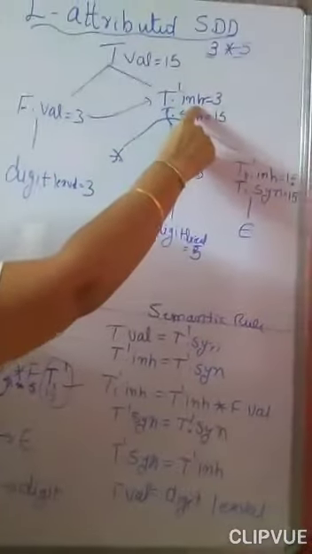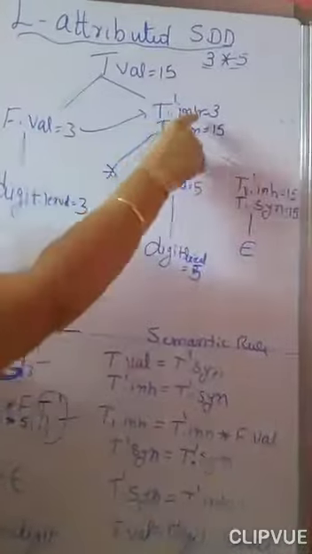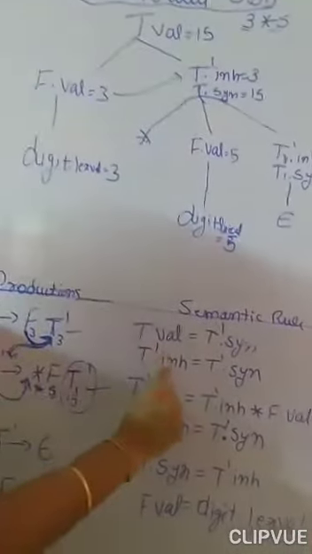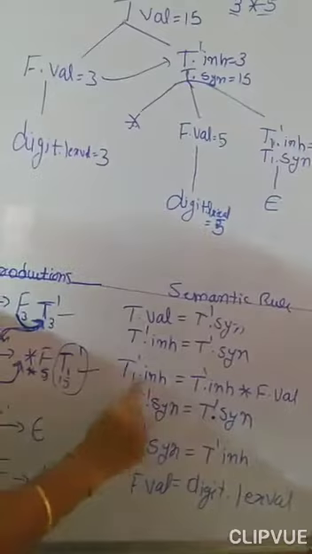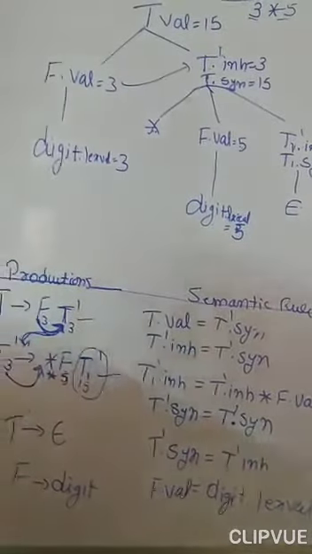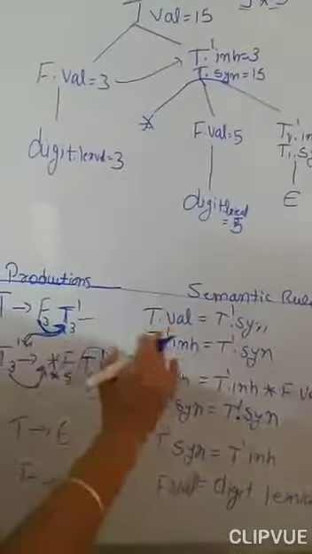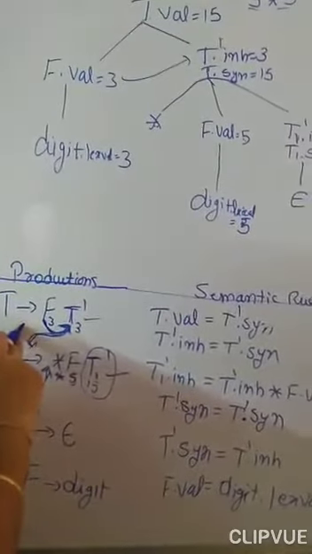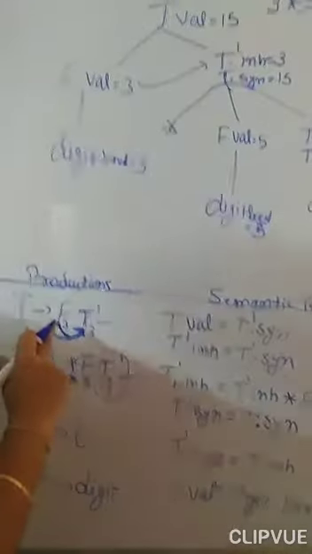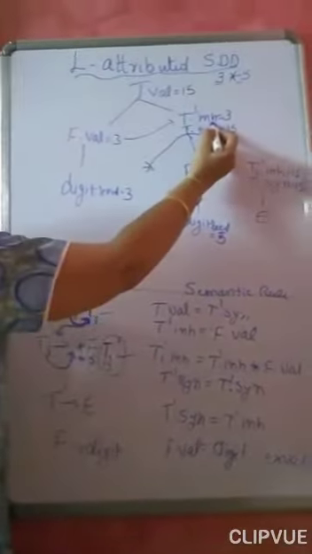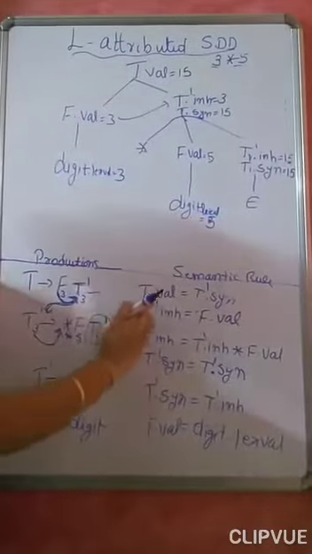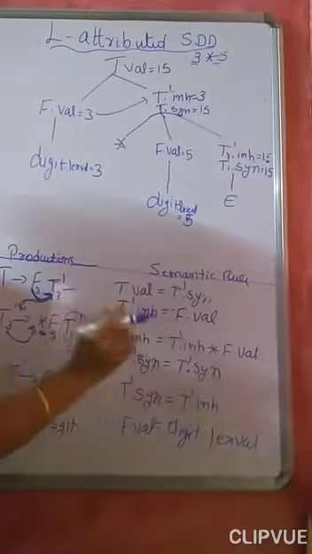So what is the inherited value here? It is this one. Okay, that is what we have written. T dash inherited is equal to F dot value. So T dash inherited is nothing but F dot value. Any doubt in this? T dash inherited is this F dot value. So that is what we have written here. T dash inherited is equal to F dot value.